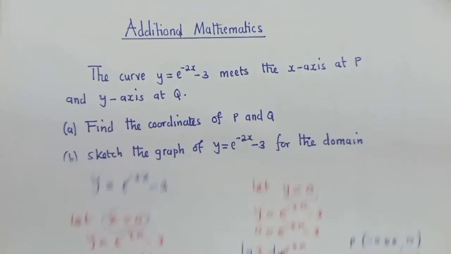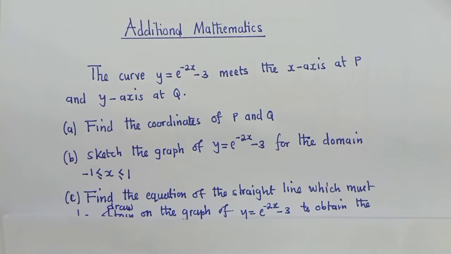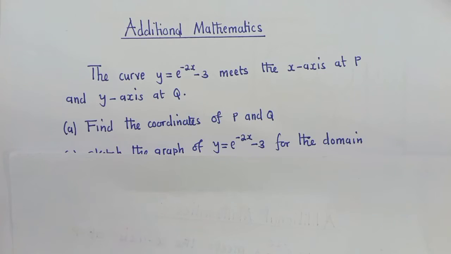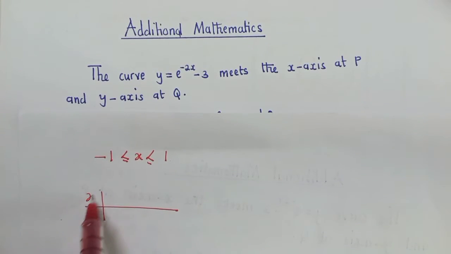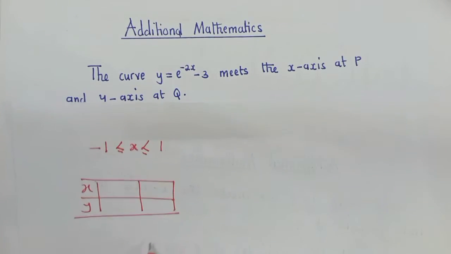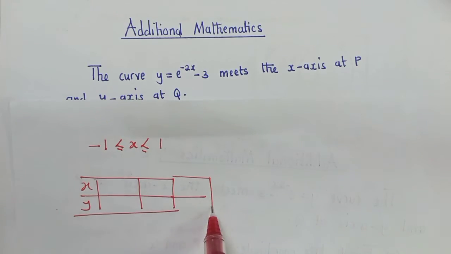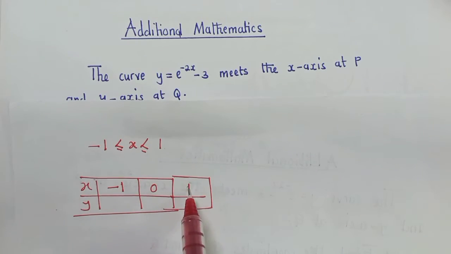Let's go to the next question, question B. They want us to sketch, and they've given us the range right here. The range which they have given us is negative 1 is less than or equal to x less than or equal to 1. So what we're going to do here, we use this same range to find the table of values. So this is the negative 1 right here, 0 and the 1.